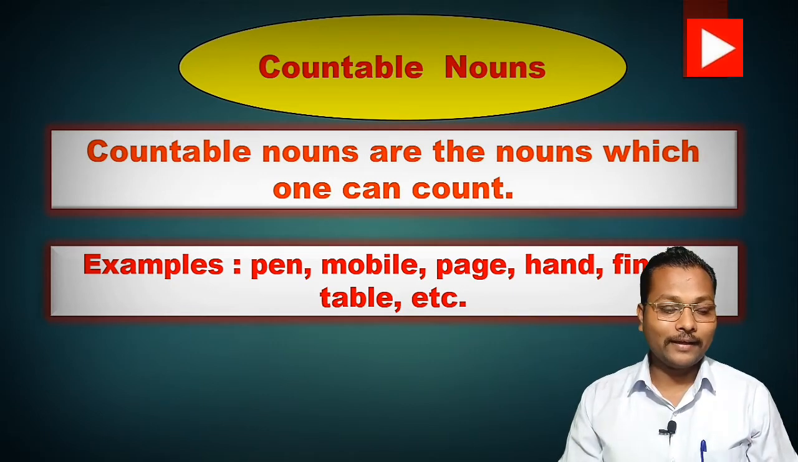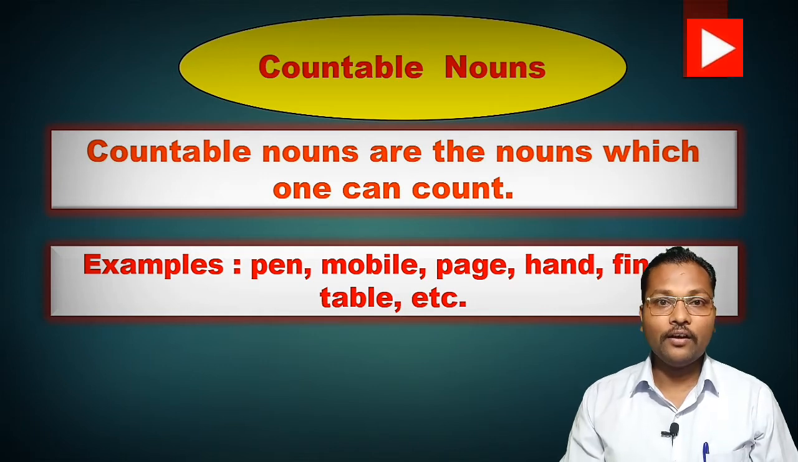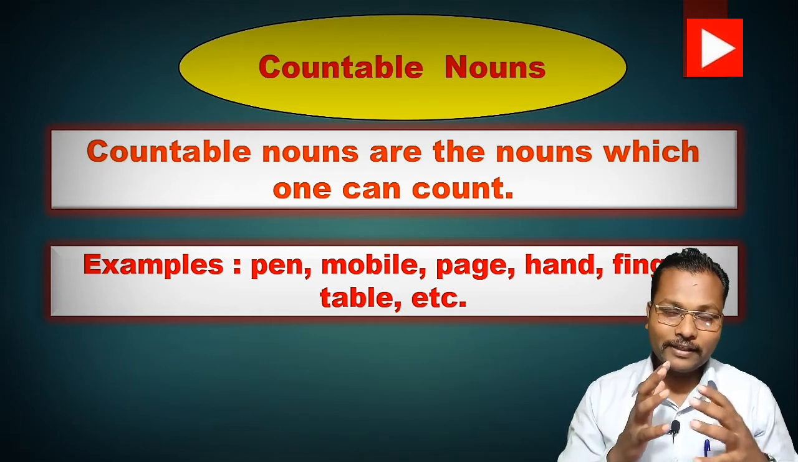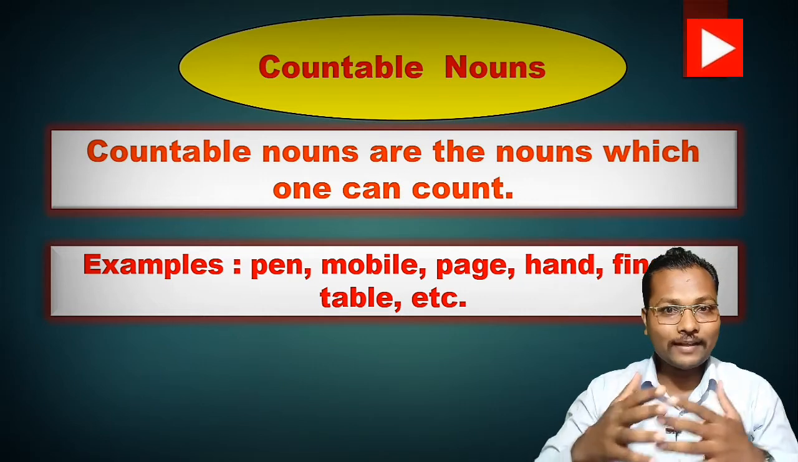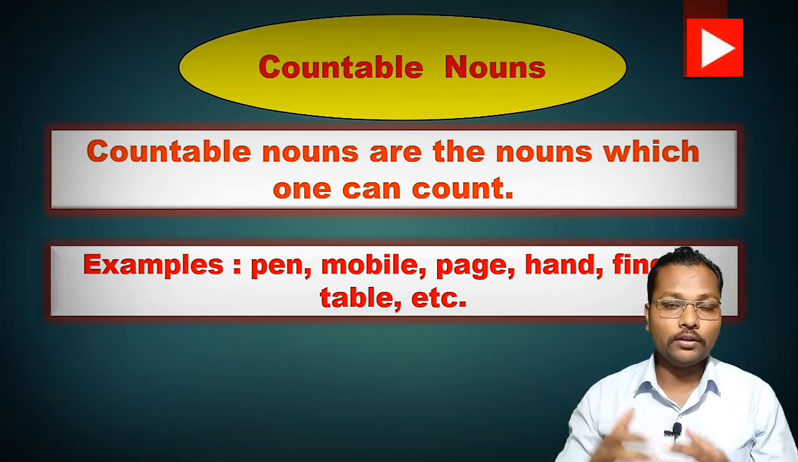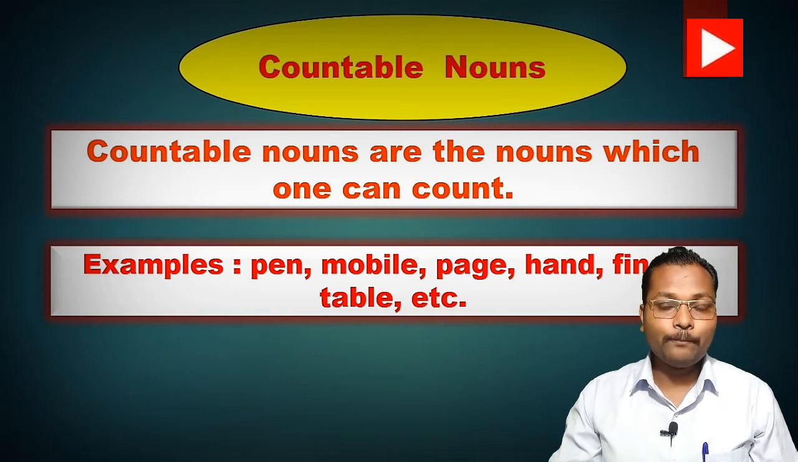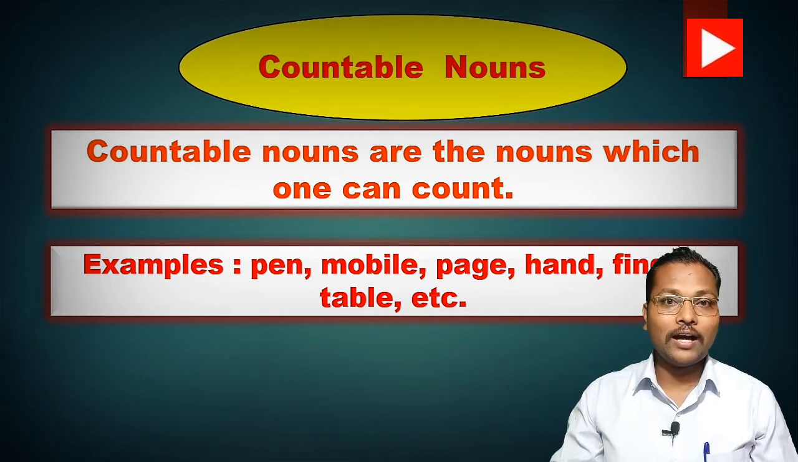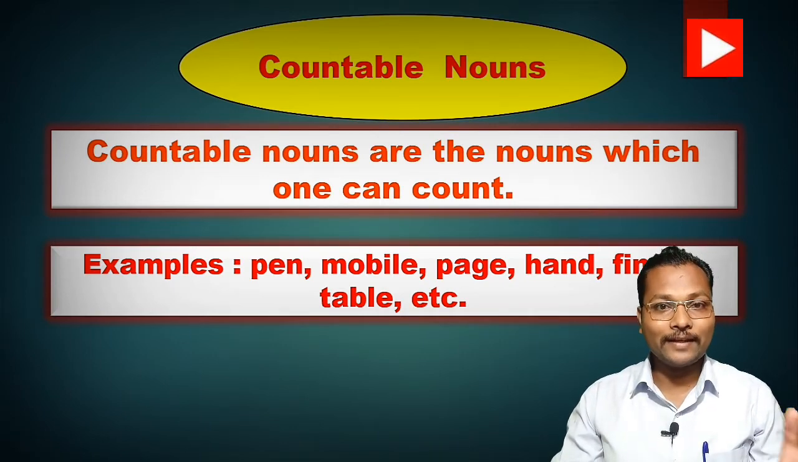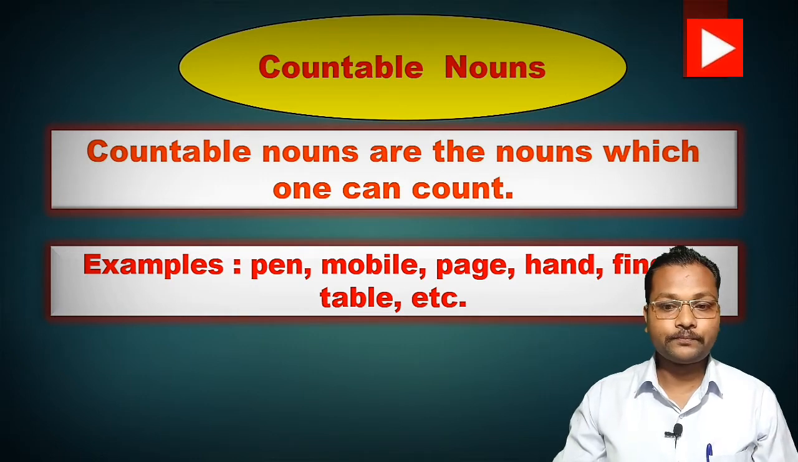For example, I can say 1 pen, 2 pens, 3 pens, 4 pens, but it means that we can count by separating them one by one. So, such nouns which can be counted by using numbers and separating them are called countable nouns. Okay.